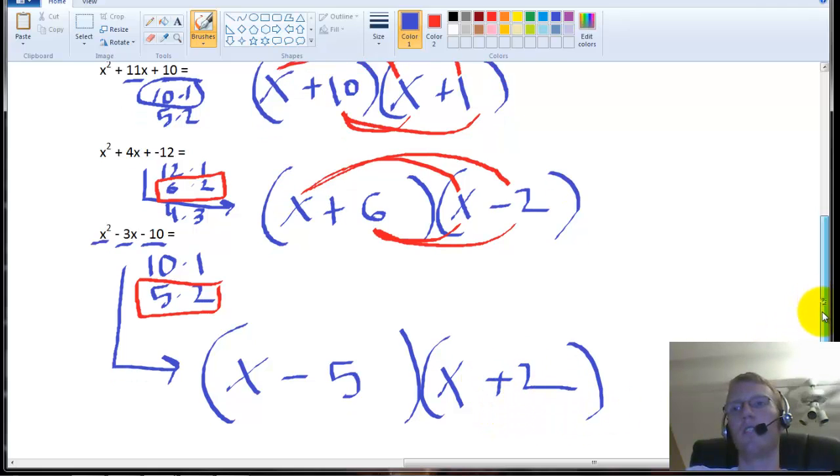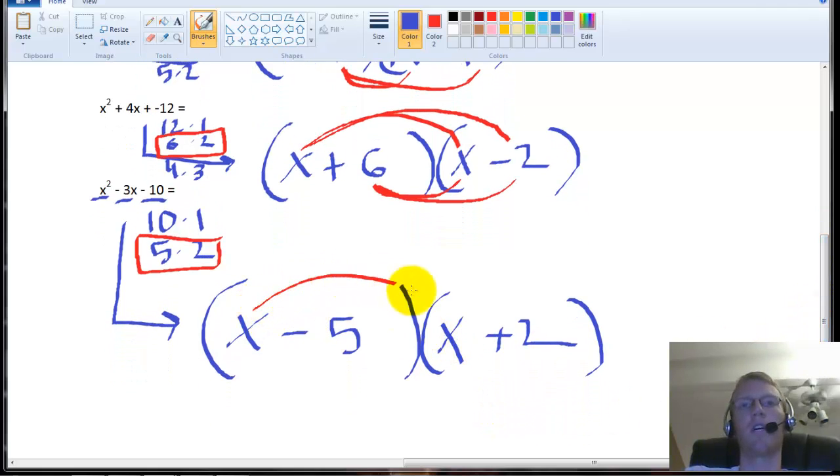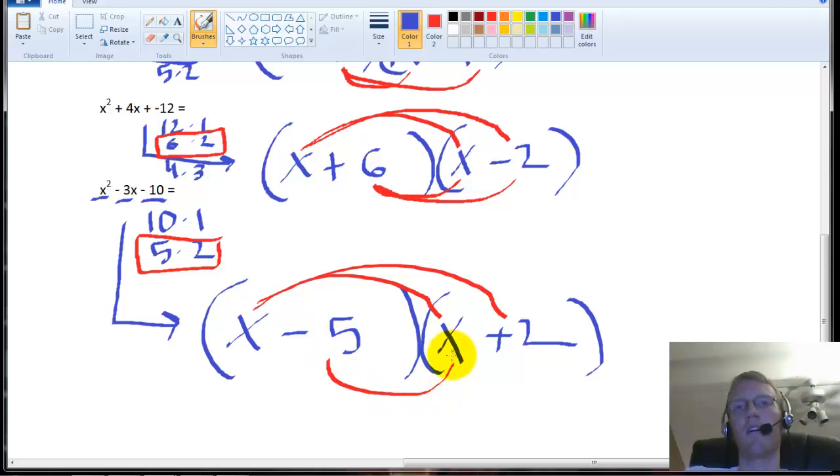Alright, let's do our last little check and then we'll be done. X times x is x squared. X times 2 is 2x. Negative 5 times x is negative 5x. So negative 5x and positive 2x combine together to give us negative 3x, which is what we wanted. And finally, negative 5 here times positive 2 here gives us the negative 10 that we wanted.